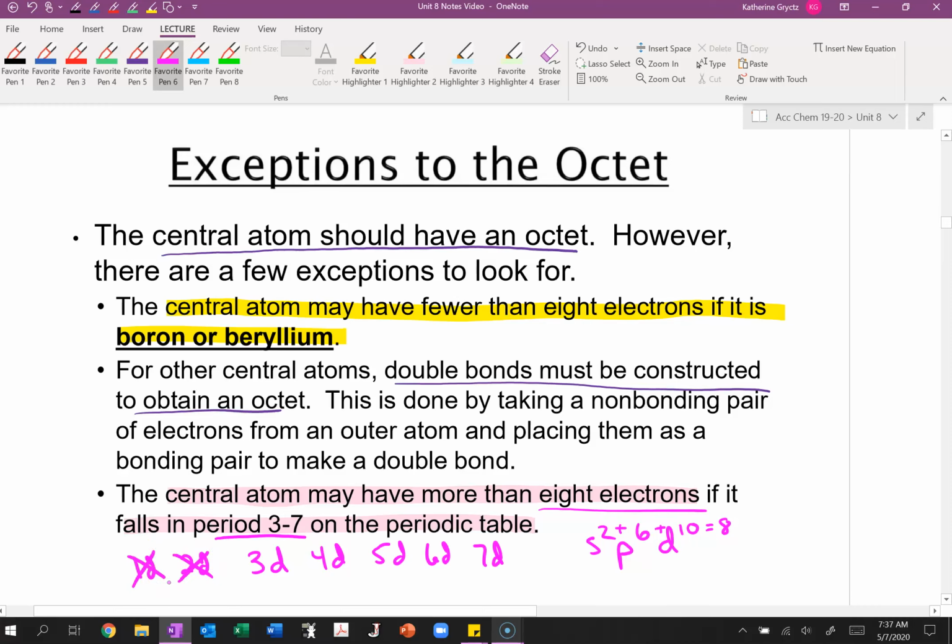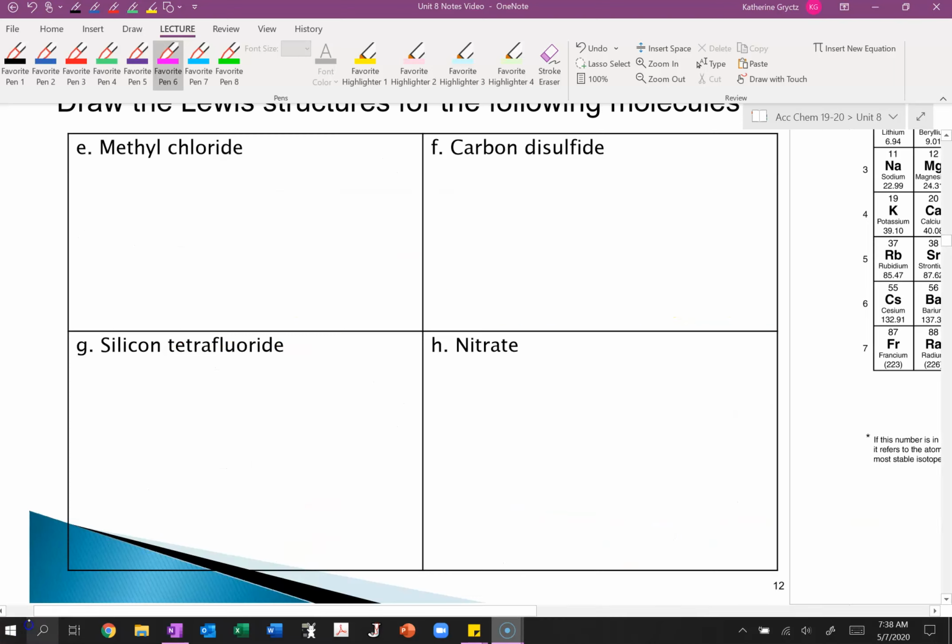So if the element falls on periods 3 through 7, it may have more than 8. It does not have to. We just have to go with what we see in nature, what molecule we're actually drawing. All right, so we're going to pick up drawing. We drew 4 structures the other day on the first video, so we're going to draw 6 more.